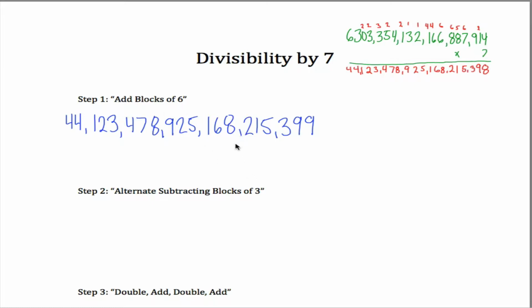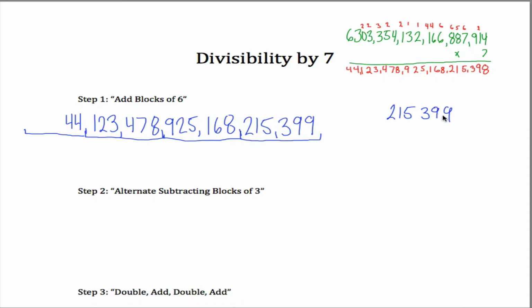So here it goes. First step, I call it add blocks of 6. So essentially what you do is anytime you have a number that has more than 6 digits, take the first 6 digits, or I guess the last 6 digits, depending on how you think of first and last, and then the next 6, and then the next 6, and then the next 6.